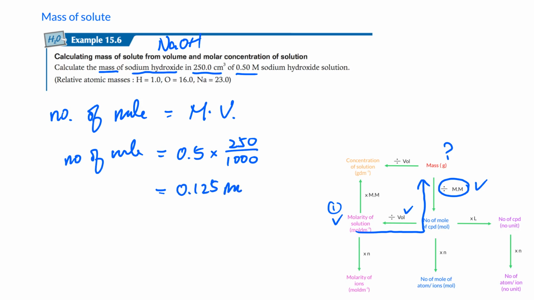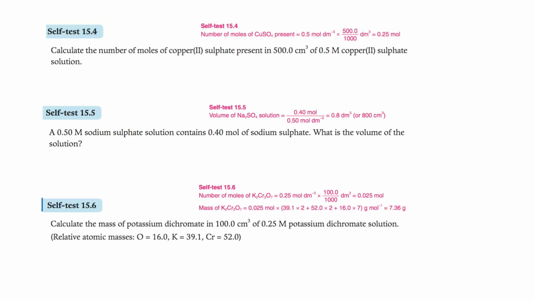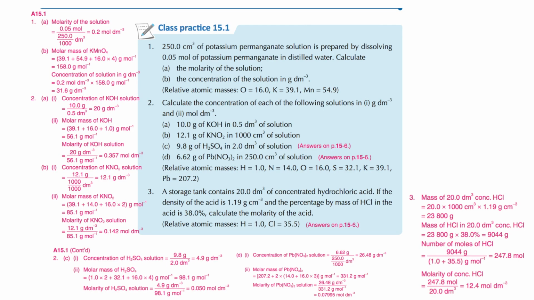It will equal 0.125 mole. And then next, you will find out the mass. Mass equals number of mole times Mr. So that will be 0.125 times 23 plus 1 plus 16. So for this one, it will be 5 gram. Easy. So that is your practice time, self-test. And also you got 2 more exercises.